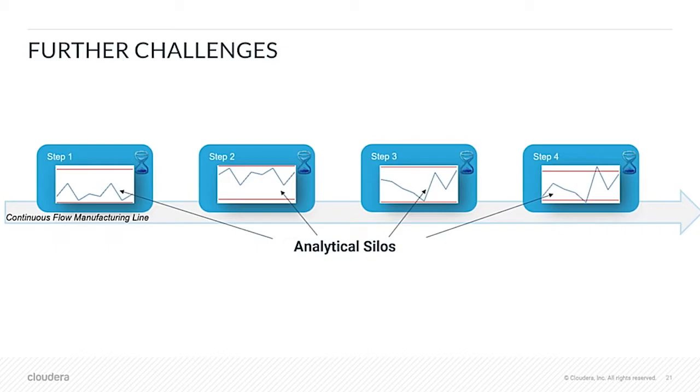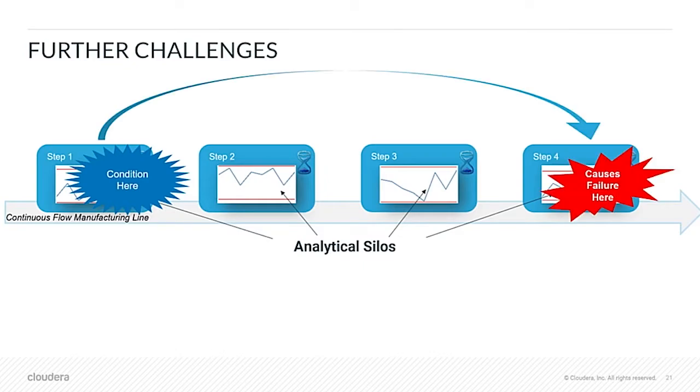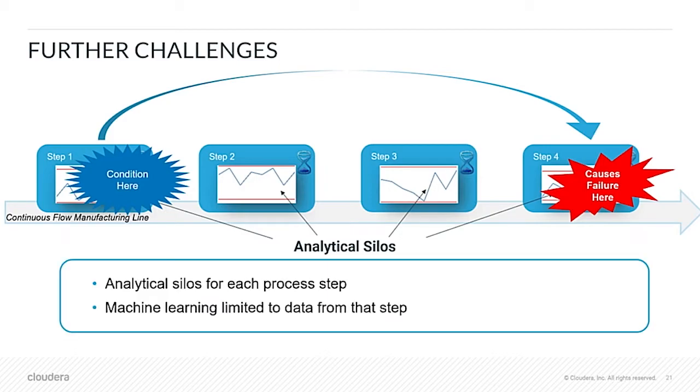If I've got a manufacturing process that takes 4 steps, the problem in the old world is I was collecting data from a sensor on that one process step, but conditions in step number 1 could actually cause a failure in step number 4. Well, if I was only doing analytics on the one step, I would never get to that. So what was happening is we were getting analytical silos for each process step. So the machine learning that you can do for prediction was only based on that one step.